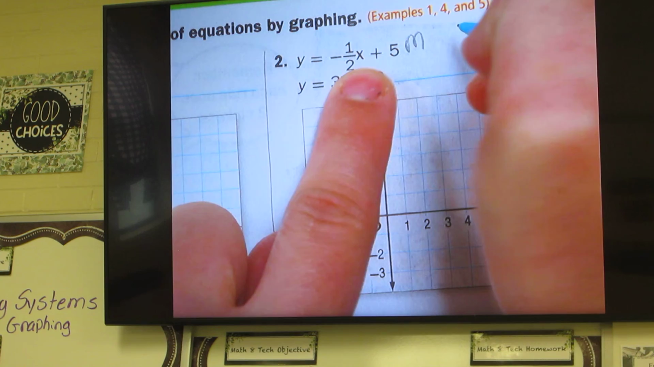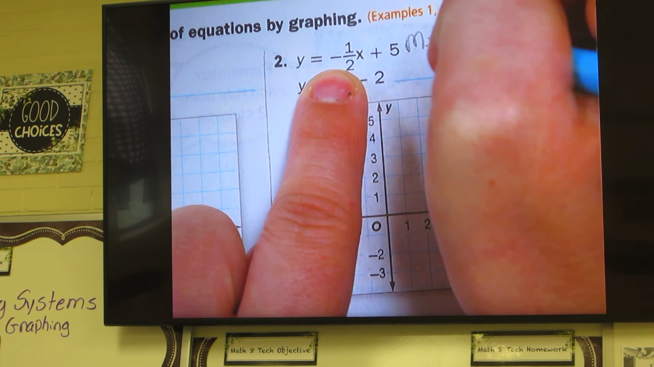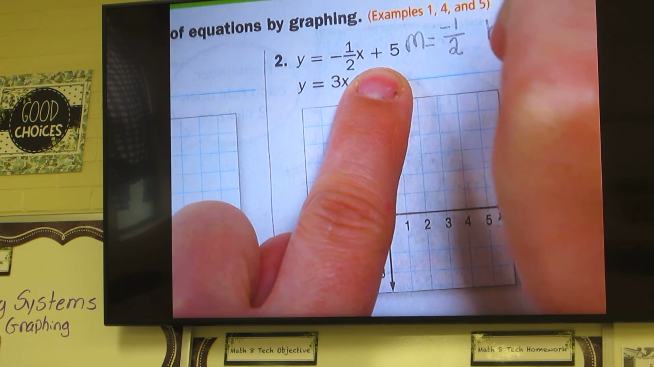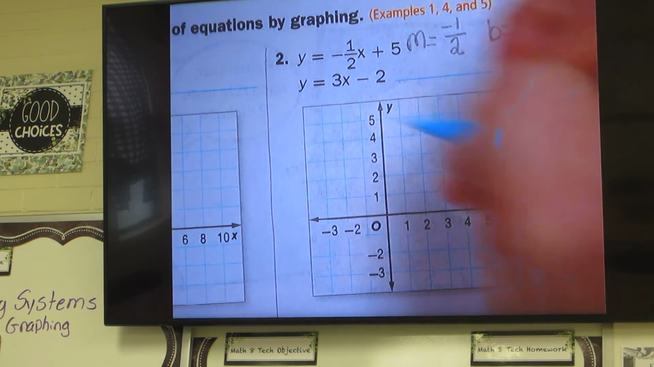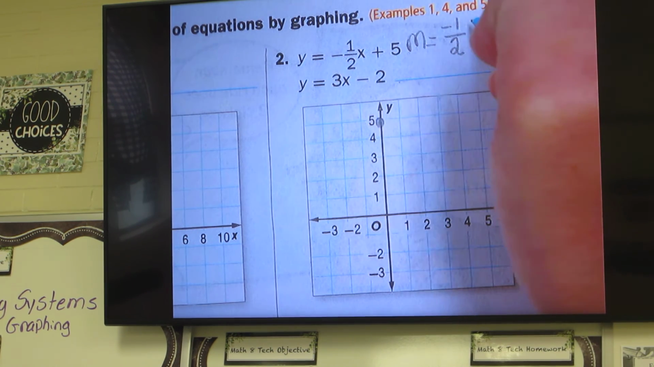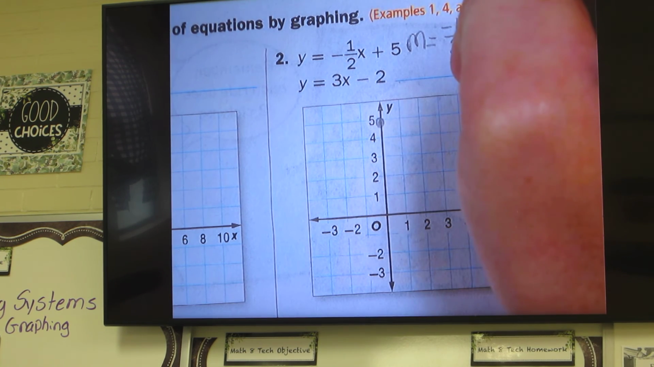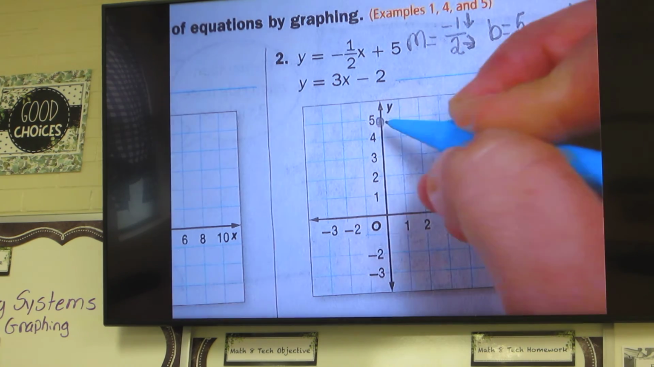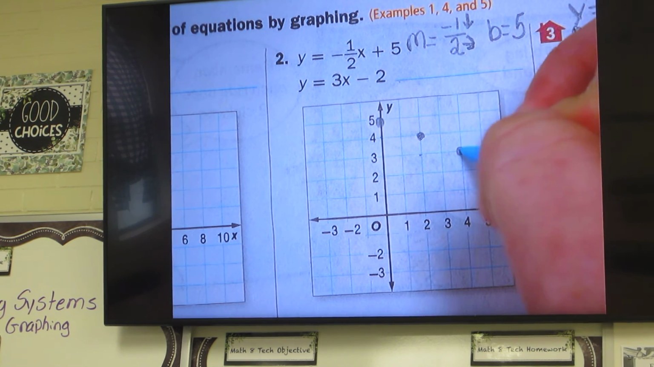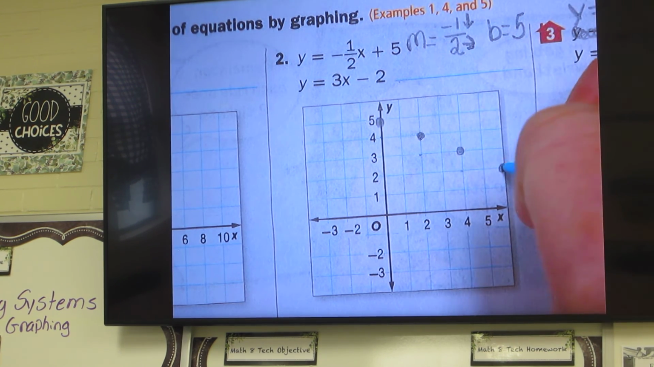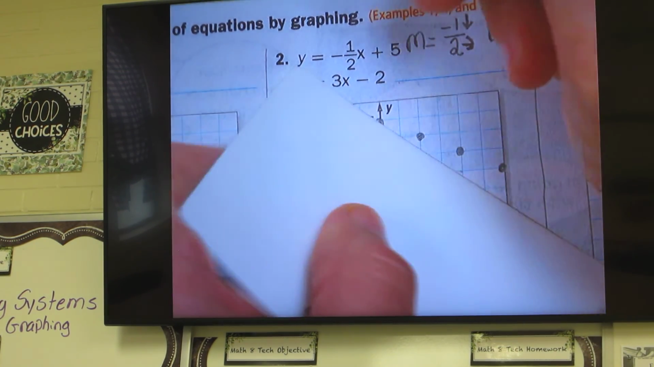So m is going to equal, whenever I have a negative, it always goes to the top number, so -1 over 2. My b is the constant term in the equation, so my b is 5. If I graph this line, I start at 5, and my slope, since it's negative in the top, tells me to go down 1, but I always go to the right 2 initially. So I'm going to move down 1, right 2 and put a point, down 1, right 2 and put a point, down 1, right 2, then reverse and go up 1, left 2. Now I have my first line, so I'm going to take my ruler and connect.